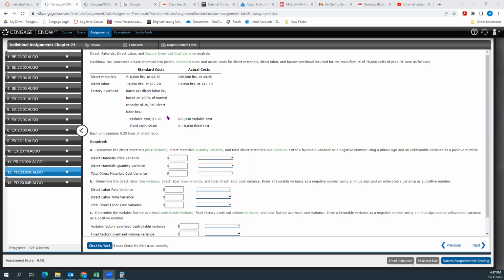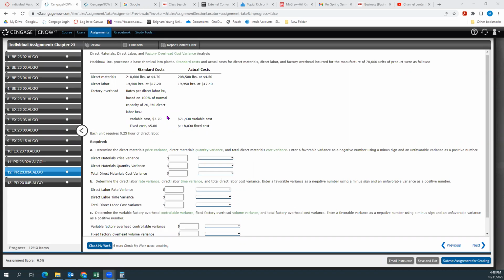All right, so here's number 12, where we figure out the direct materials, direct labor, and factory overhead cost variance. And this is Mackinac Inc. You can see our standard costs and our actual costs, and we're just going to compare those.